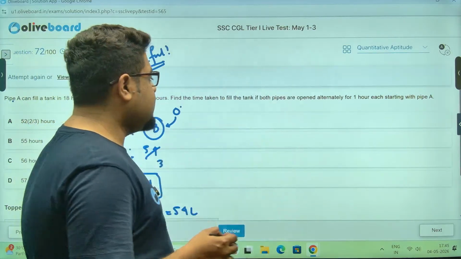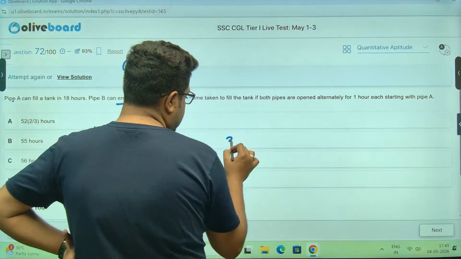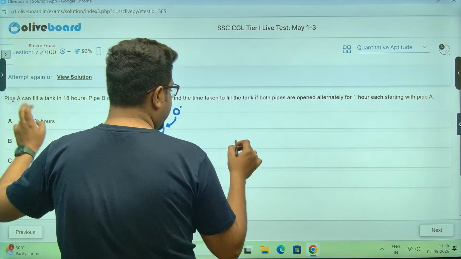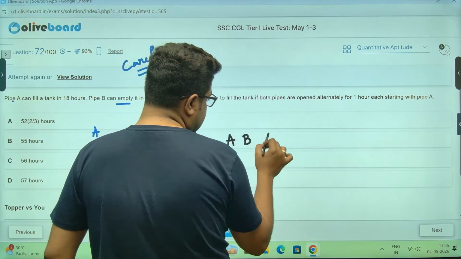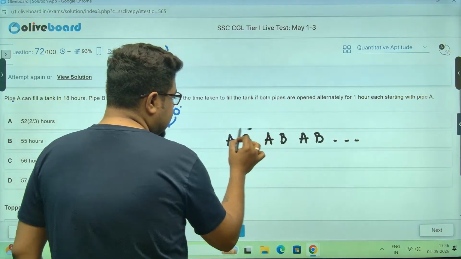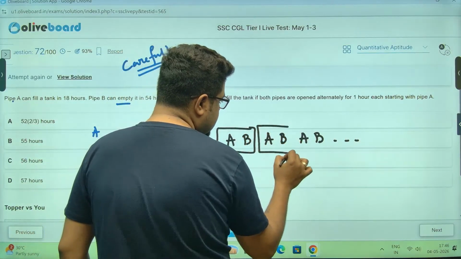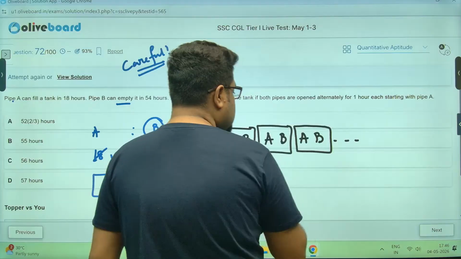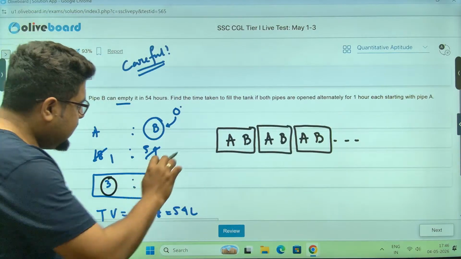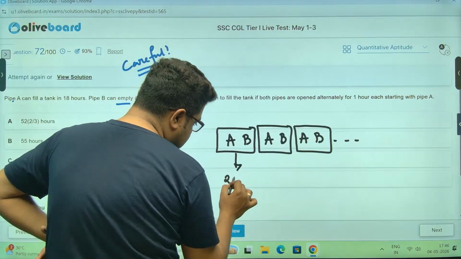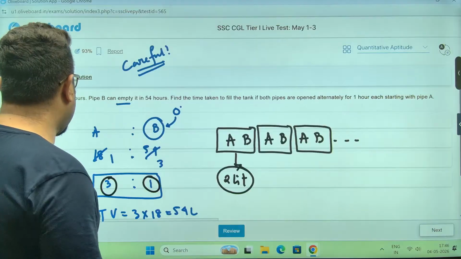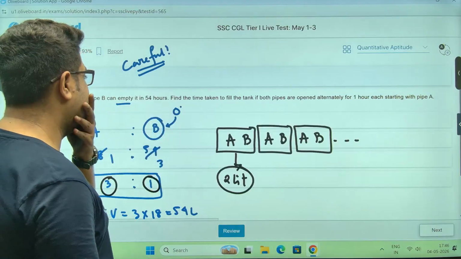Alternately working together, starting with A, it will look something like this. First A will come, then B, then A, then B, then A, then B, and it will go on like this. Take packets, as I've told you. So A fills 3 liters, B empties 1 liter. So every packet of 2 hours, 2 liters are getting filled, sir.